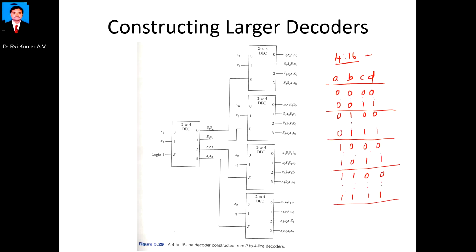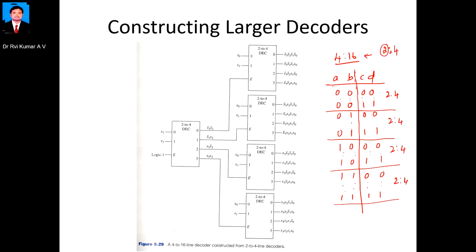Now, I can realize this by using 2:4 decoders. I take 2 inputs for my decoder so that I can differentiate these lines. So with CD as input, I can use one 2 to 4 decoder, another 2 to 4 decoder, and another 2 to 4 decoder. So totally how many outputs can I get? 4 plus 4 plus 4 plus 4, 16 outputs I am getting.